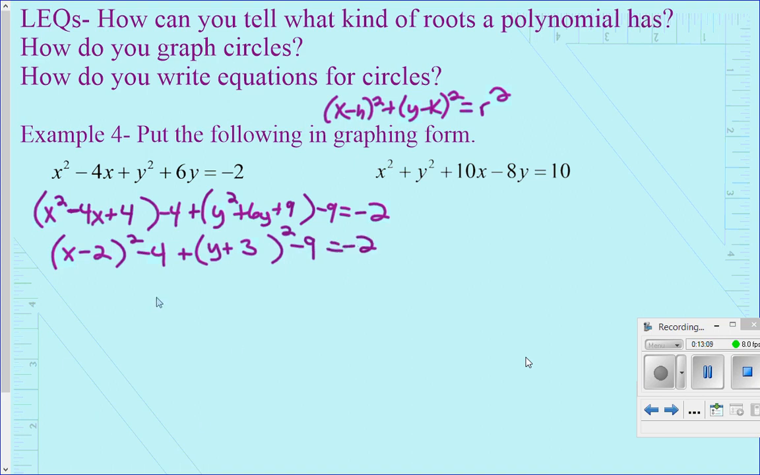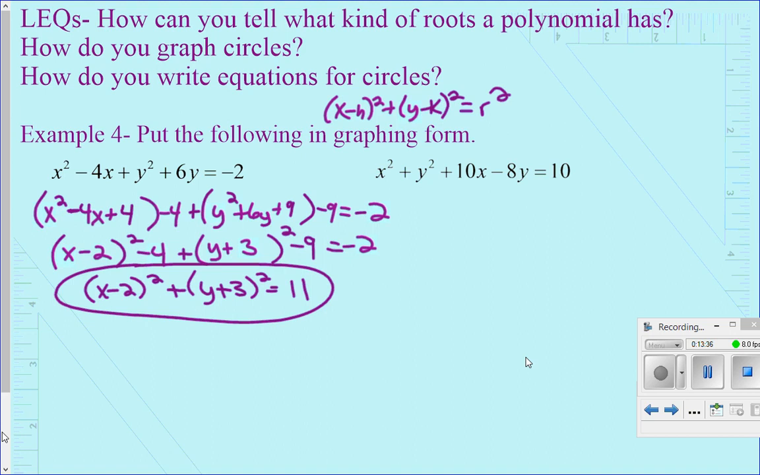Okay, so now if we compare this to what we want, we're almost there. Something squared, something squared. We just need to get these numbers on the other side. So we're going to combine -4 and -9 to get -13, and I'm going to add 13 to both sides. So when I add 13 to -2, I get 11. There's my equation in graphing form. Okay, and we should be able to look at that in graphing form and know that the radius is the square root of 11, and the center is 2, -3.